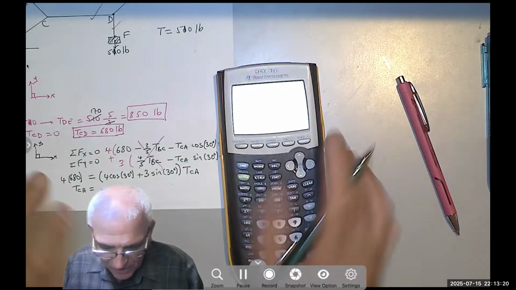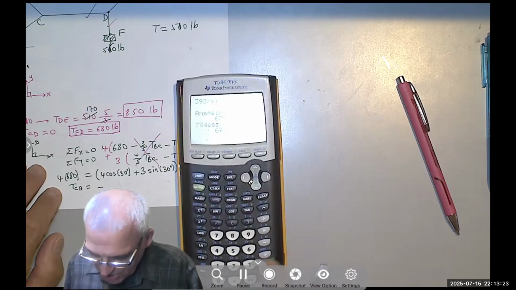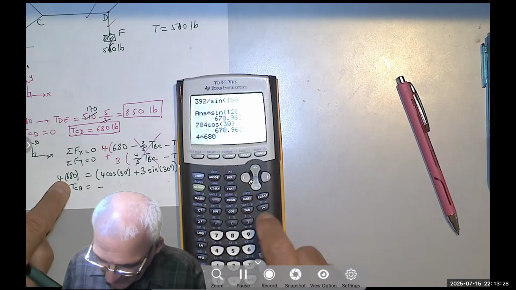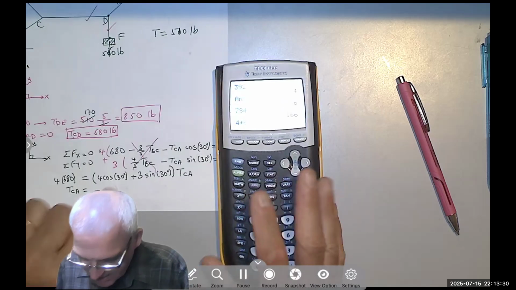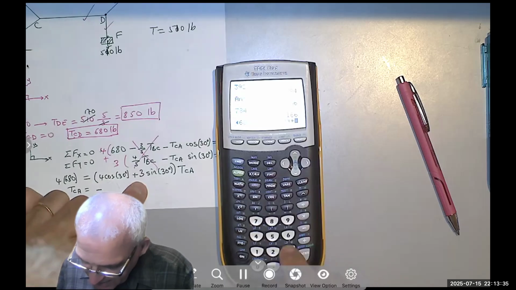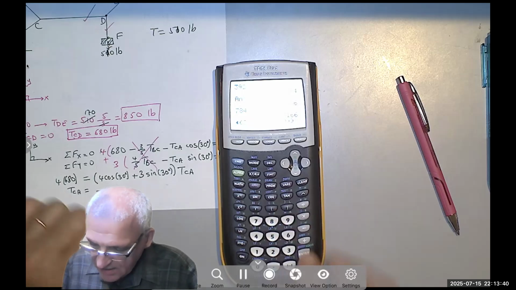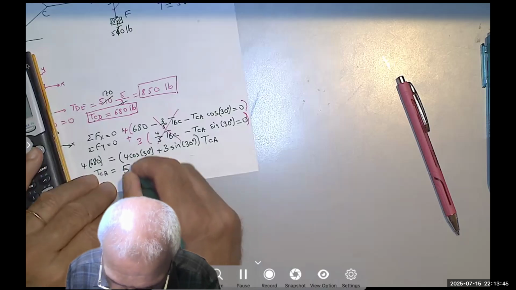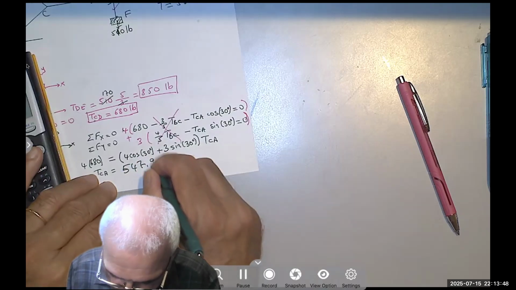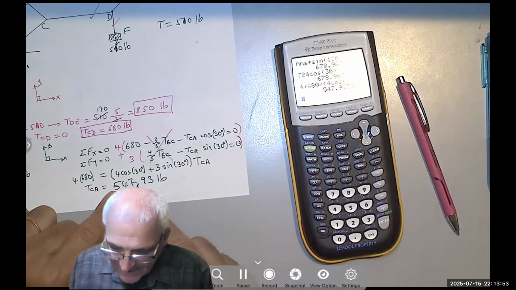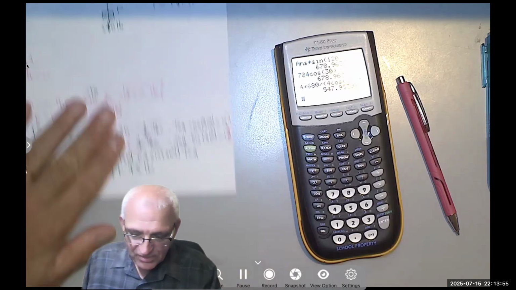I was going to write the equation. You don't need to. It's just, I'm going to say 4 times 680 divided by, and then I'm going to open a parenthesis and write 4 cosine 30 plus 3 sine 30, close the parentheses, and get 547.93 pounds. And because I found one, I can substitute in the second equation without the multiplication.